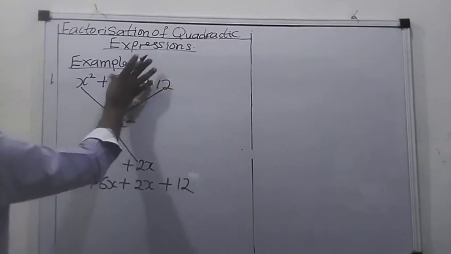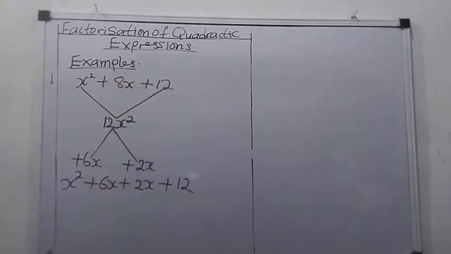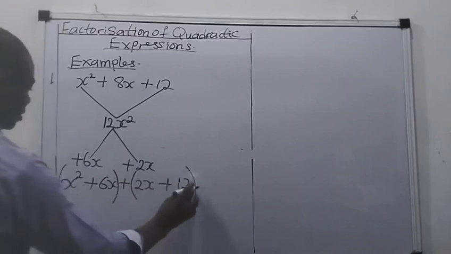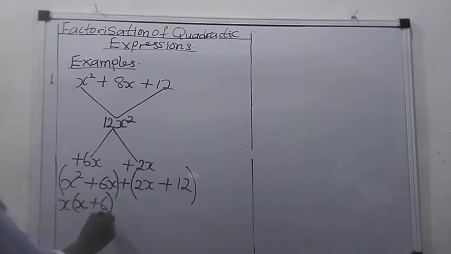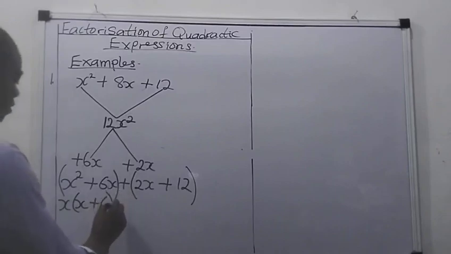Okay, so here we are going to group this expression into two. We put this into a bracket and enclose this in another bracket. So what is common to x squared and 6x? It is x. If I bring out x, I open a bracket. x goes into x squared to give us x, plus x goes into 6x to give us 6. We close the bracket. Then this plus is this.